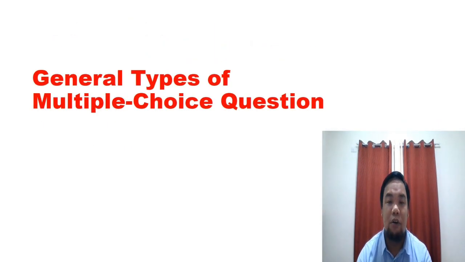There are four general types of questions. First is the odd one out. Second is the negative question type. Third is the best answer type. And the fourth is the multiple answer and combined response.